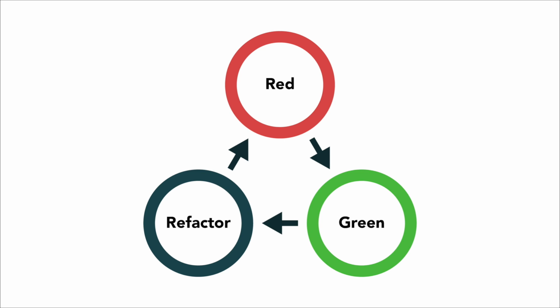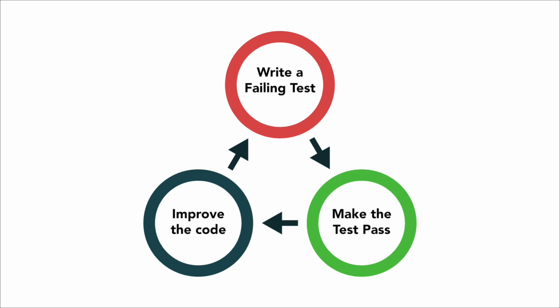Let's dive into the TDD process. Many of us know of this cycle as red-green refactor. We write a failing test, we make that test pass, and we improve on that code.